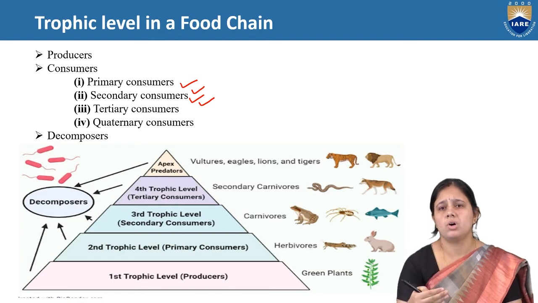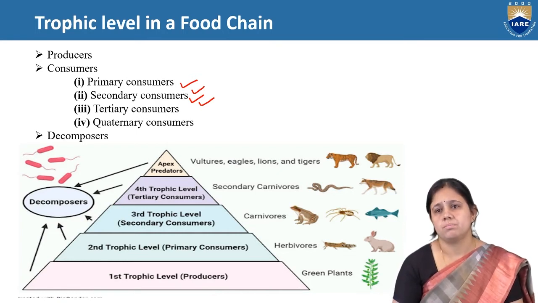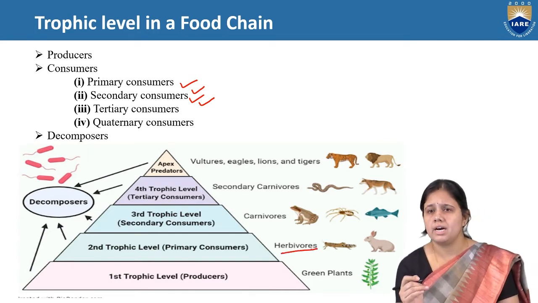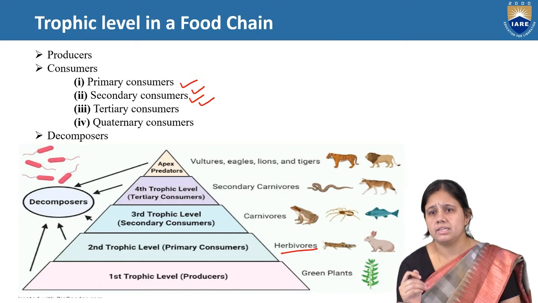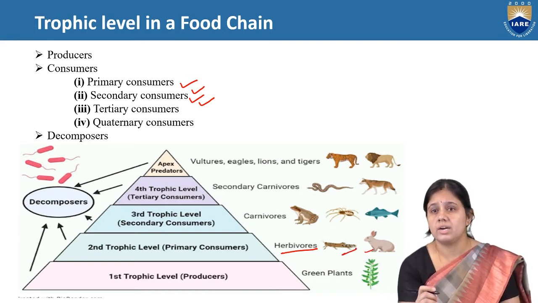So the producers we call the first trophic level, and they are the green plants. The second trophic level is the primary consumer. Primary consumer means the herbivores. Herbivores are those that eat only herbs, that is, only green plants, like rabbit and insects. So they are called herbivores, and they are primary consumers.